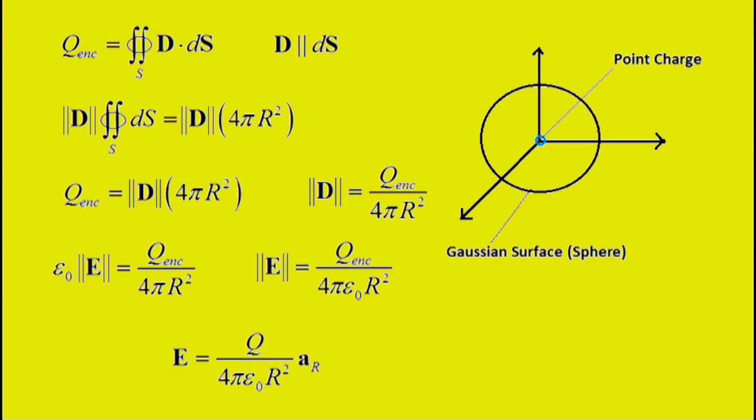So now that we have the magnitude, we can find the general vector by noting that the electric field will only have a radial component out from the center. Thus, the direction is in the a sub r direction.